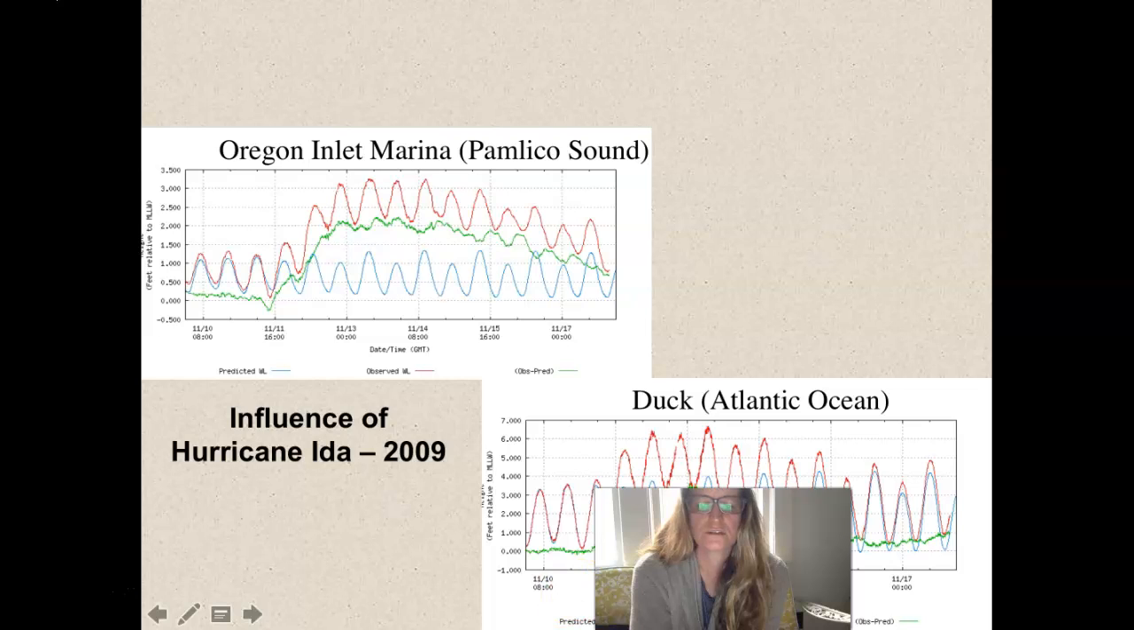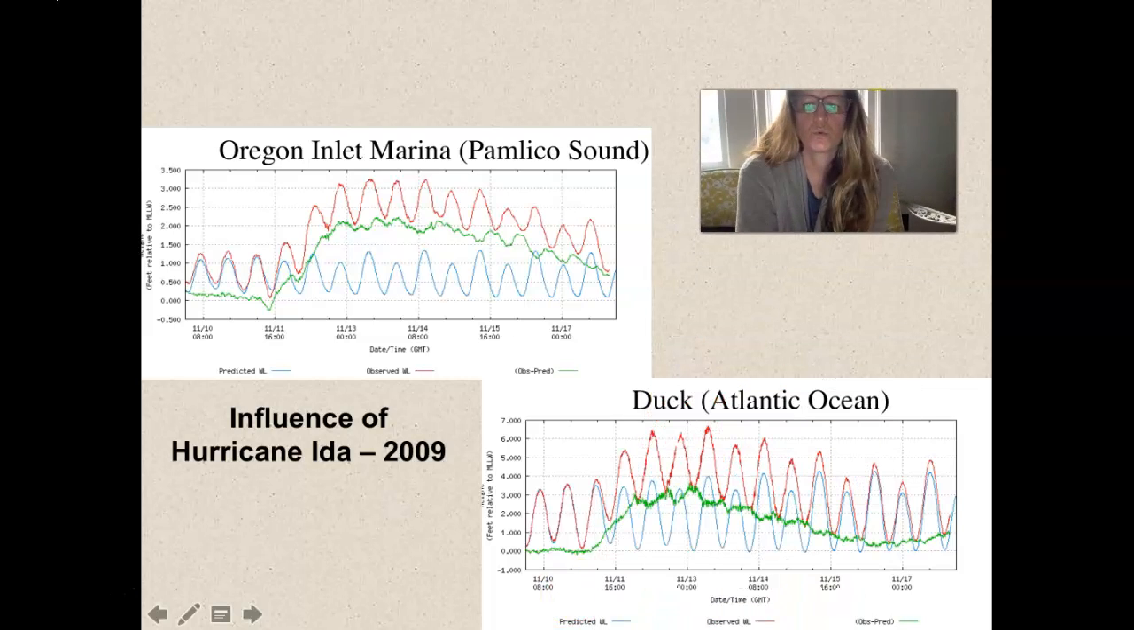Tide charts look like this. This is Hurricane Ida in 2009. Normal high and low tides are in blue. And then when the hurricane came through with the storm surge, now we had much higher high tides and higher low tides. Both of them were just high.